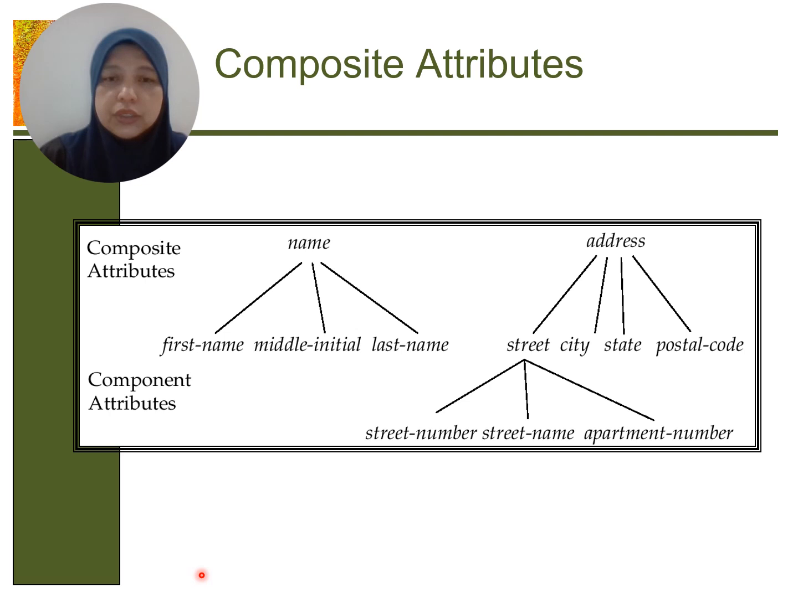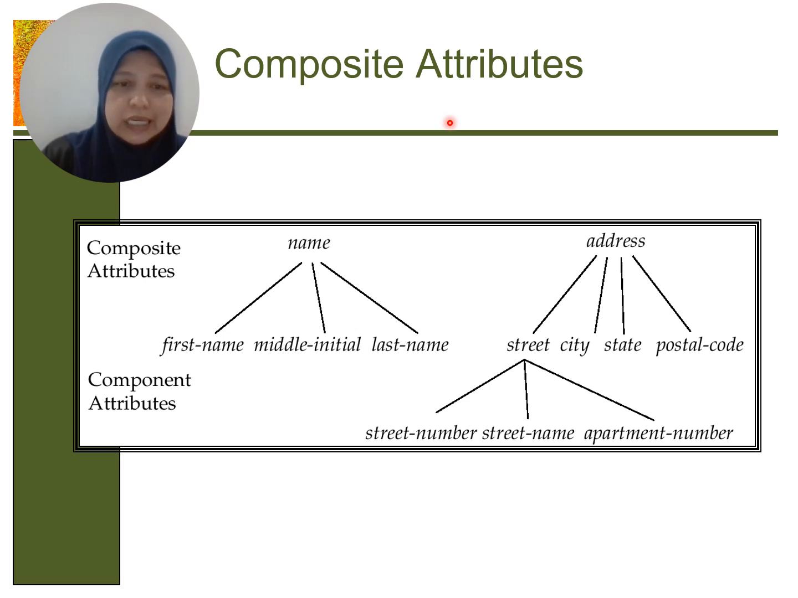All right, so what are composite attributes? A composite attribute means that one attribute can be broken into other attributes. For example, you have one attribute name, but from name you can have first name, middle initial, and last name. So this is what is meant by composite attributes.